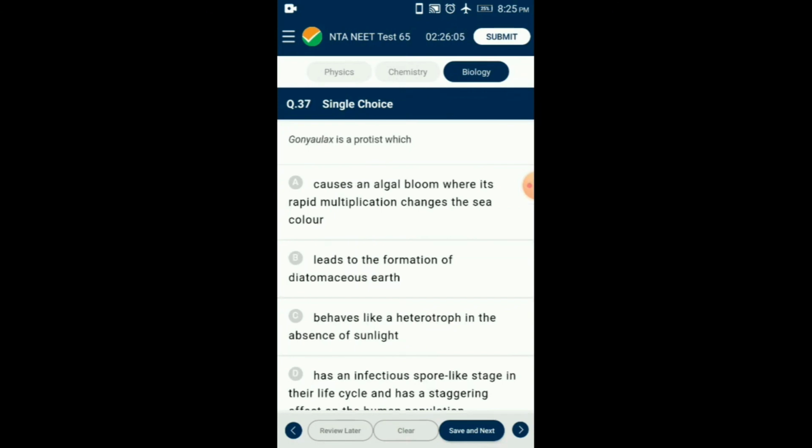Question number 37. Gonyaulax is a protist; red tide is caused by the dinoflagellate Gonyaulax. During favorable season, Gonyaulax multiplies rapidly, forming a huge mass which gives red color to water, known as red tide. It secretes a toxic substance called saxitoxin in water, which results in the death of a large number of marine fishes. So the answer for this question is option A, cause an algal bloom where its rapid multiplication changes the sea color.